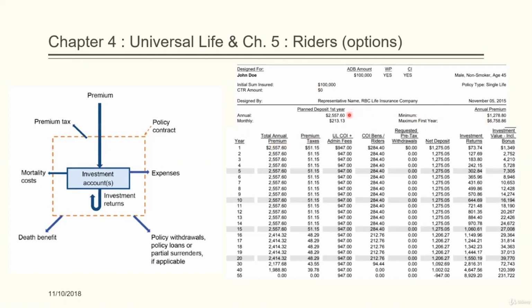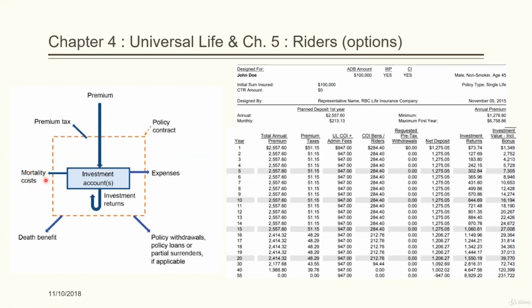Let's suppose we plan $2,557 is what the client is going to pay annually, as we see here. First, whatever premium you're paying every year or every month, the government is going to take off their premium taxes, as we see here. Then there's the universal life cost of insurance, COI, which stands for cost of insurance. That is the actual fee that the insurance company is charging for the UL policy, plus the admin fees. So we minus the expenses and minus the mortality cost. The mortality cost is your cost of insurance.